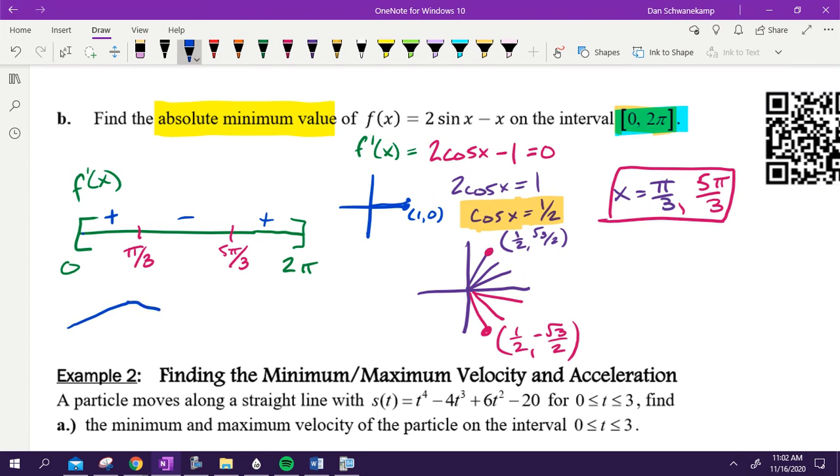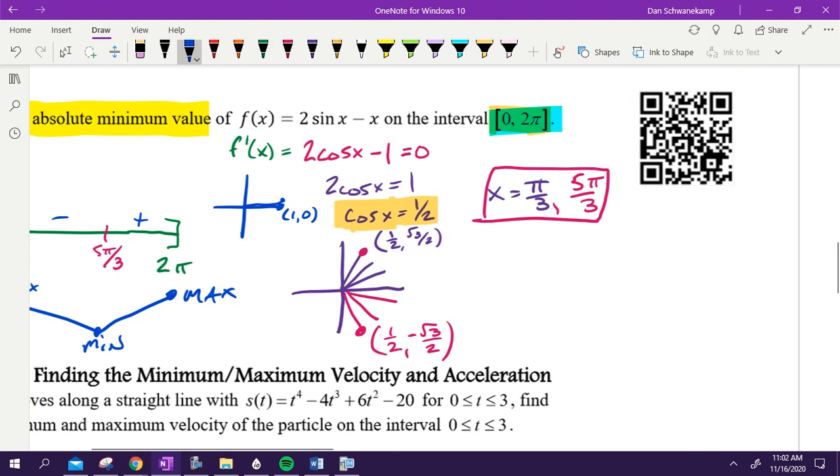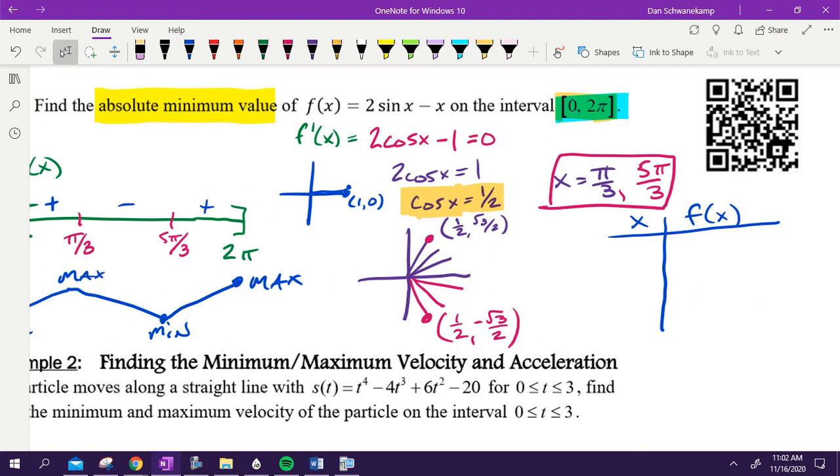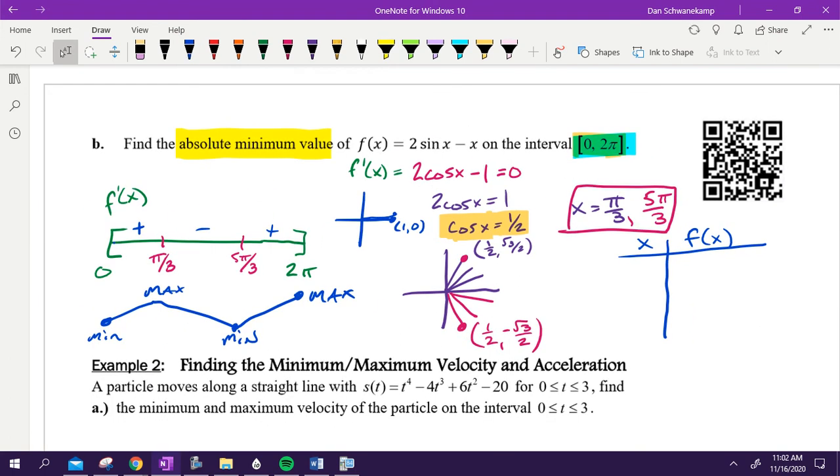It's increasing, it's decreasing, it's increasing. That's a min. That's a max. That's a min. That's a max. To make our final answer here, we're going to make a chart. I want the x values and the y values. I want to do absolute minimums.